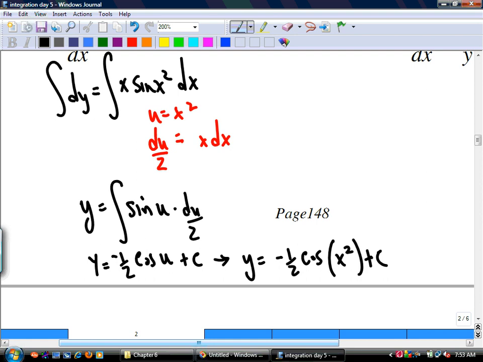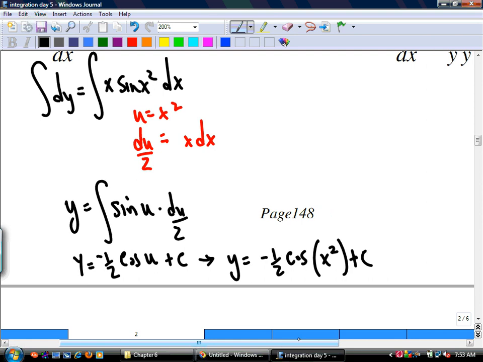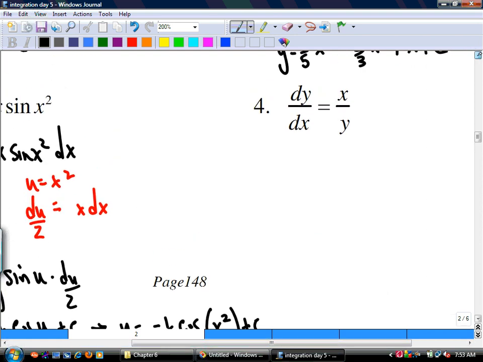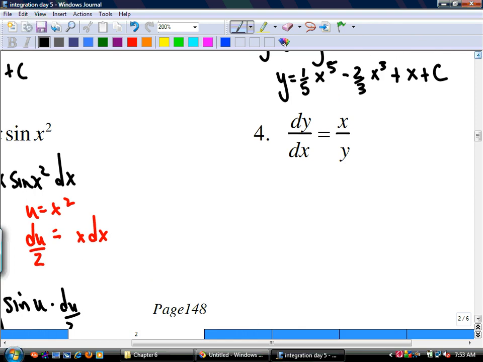It's always got to be y equals when you're done. Okay, what about this one up here? y dy equals x dx.